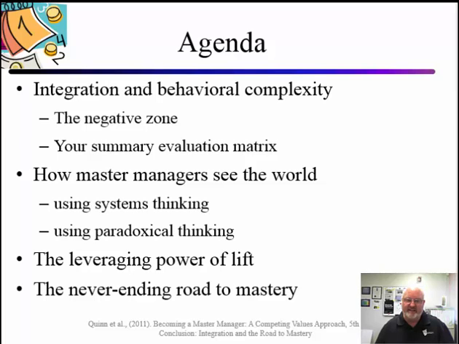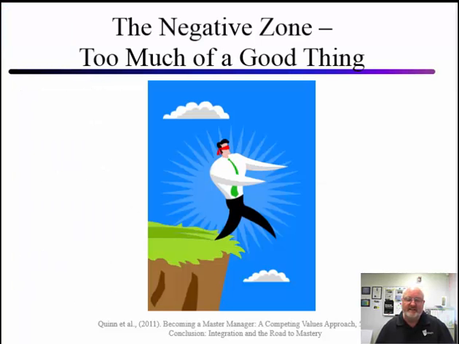And we're going to break down how a master manager, an excellent, best practice manager, uses systems thinking and uses paradoxical thinking to achieve great results with their subordinates and with their staff and inside the organisations in which they work. So the next thing we're going to have a look at is the CVF framework, but we're going to break it down into a positive zone and a negative zone. And I particularly like this graphic here.